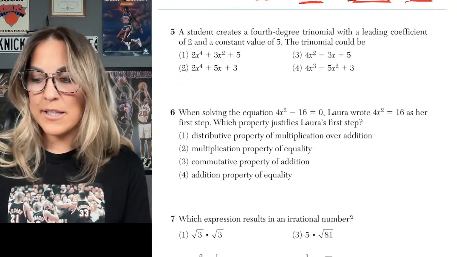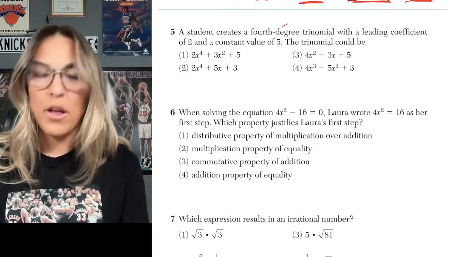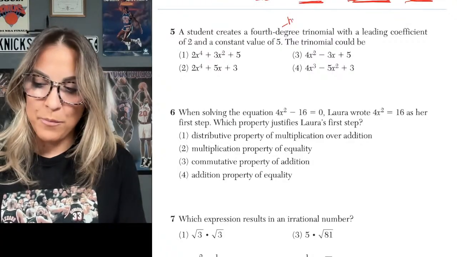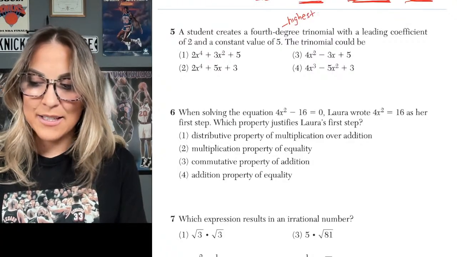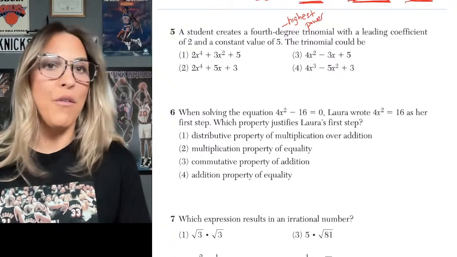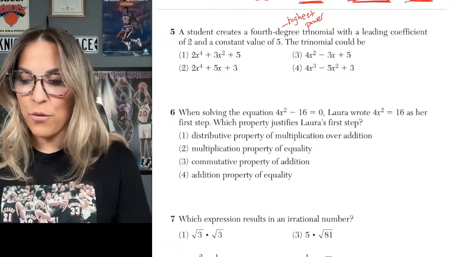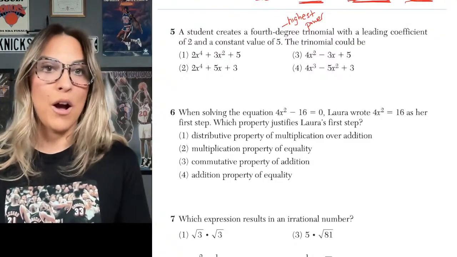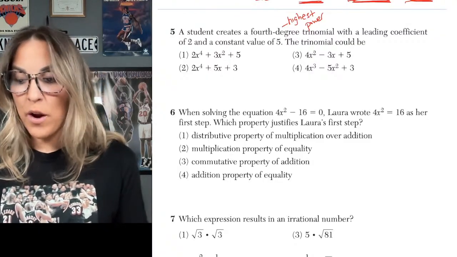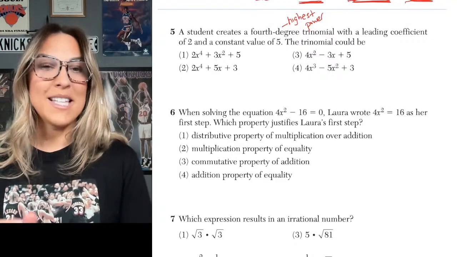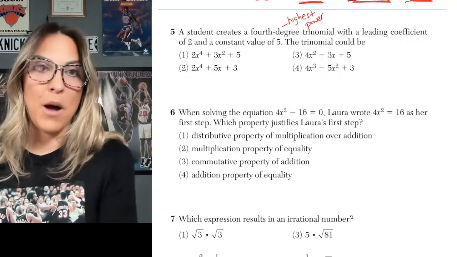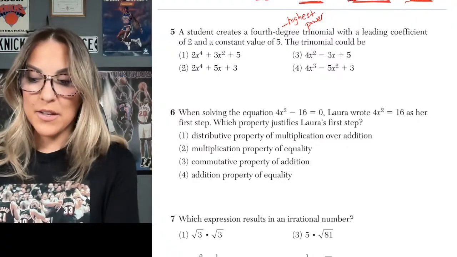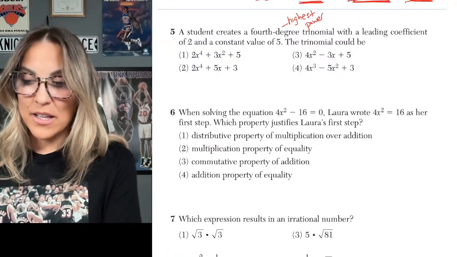A student creates a 4th degree trinomial. The degree of a polynomial is just the highest power of the x. So we see that we have x to the 4th, x to the 2nd, some just x's. We're looking for the highest power of the x. So if a trinomial is in the 4th degree, that means that x to the 4th will be the highest power that is here.